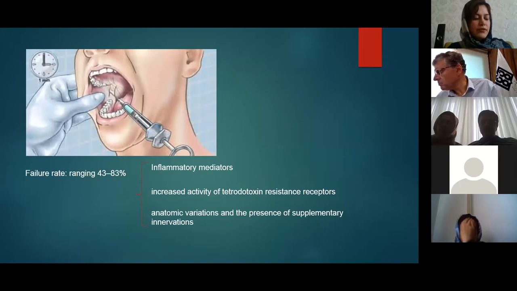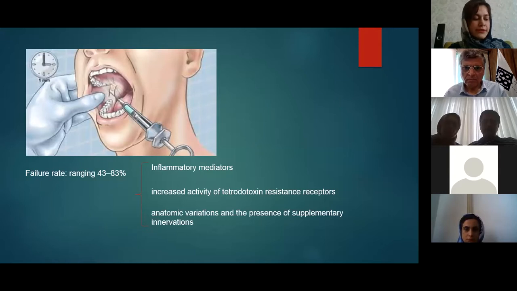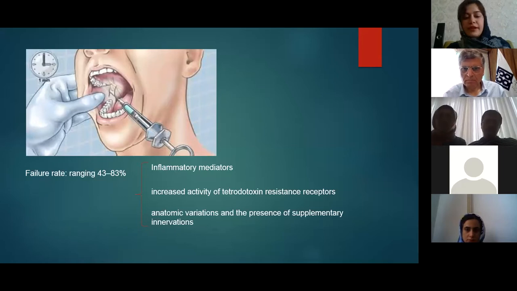This is mainly because of inflammatory mediators activated by peripheral nociceptors and increased activity of TTX-resistant receptors. Another reason is anatomic variations and the presence of supplementary innervations.